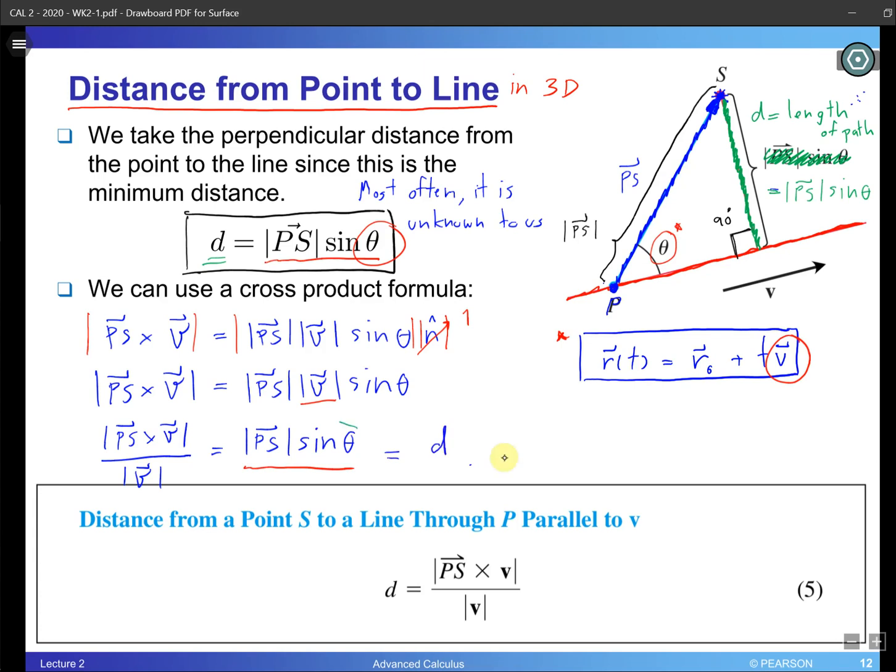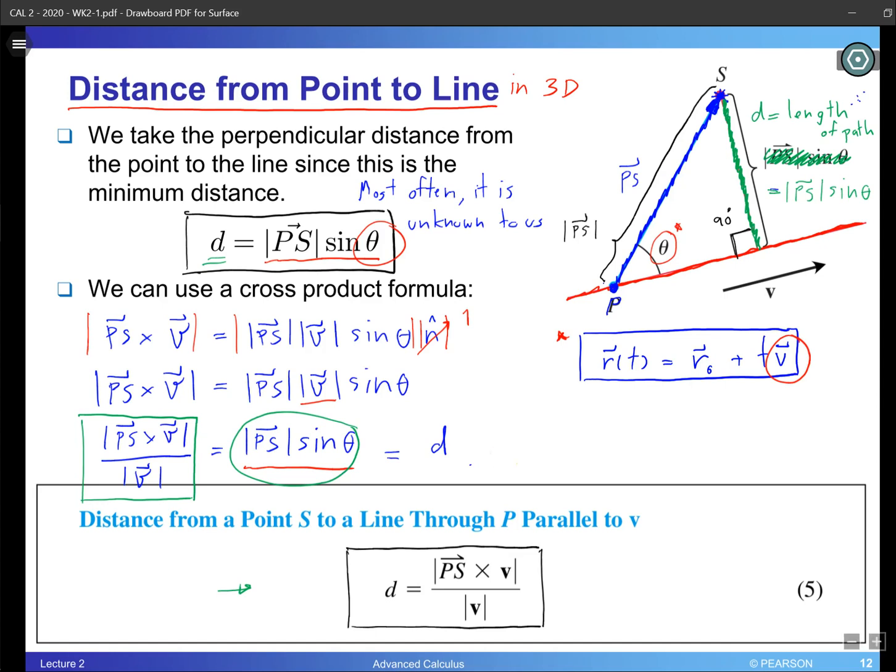If this one is kind of hard to use because of the theta being unknown, we can use this instead. And that's why we have this adjusted formula down here. The distance between a point to a straight line in 3D, you can use this formula to find that length of d. The question is, why is this formula better?